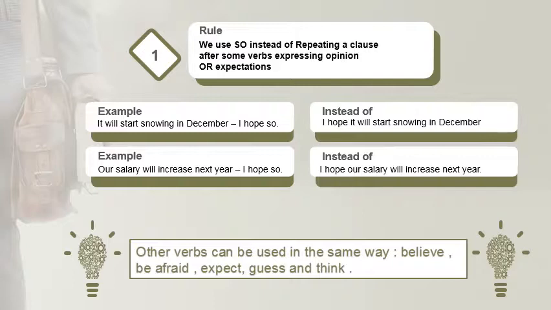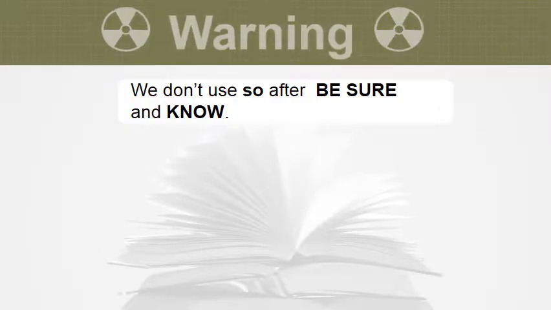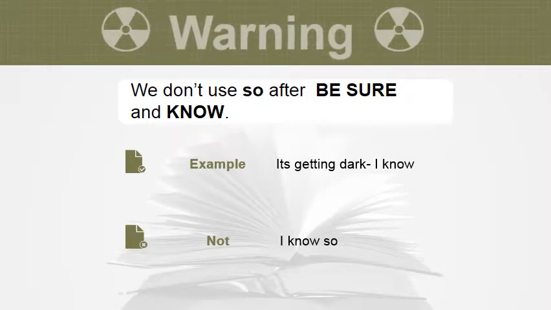Other verbs can be used in the same way, such as believe, be afraid, expect, guess, and think. We have to be careful that we don't use so after be sure and know. As example, it's getting dark. I know, not I know so.